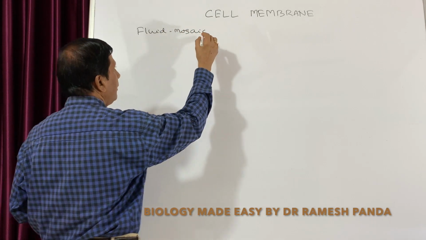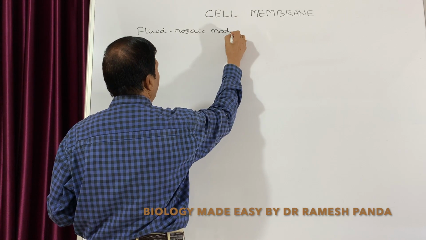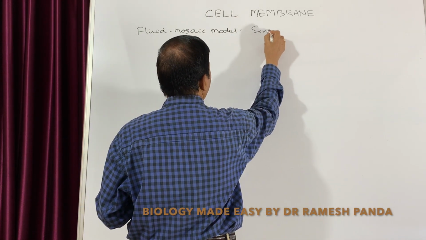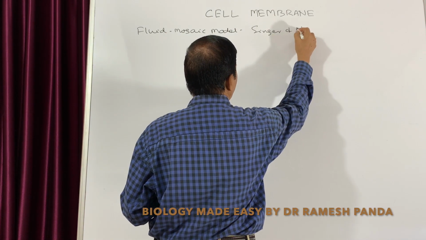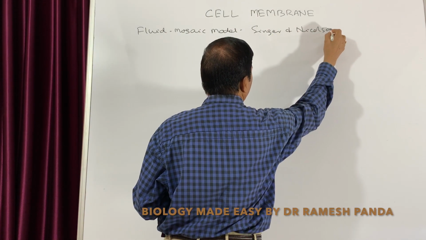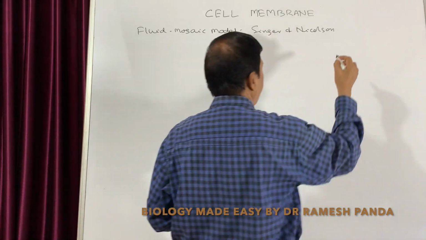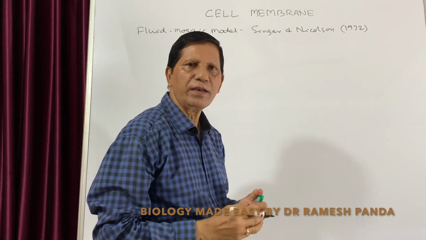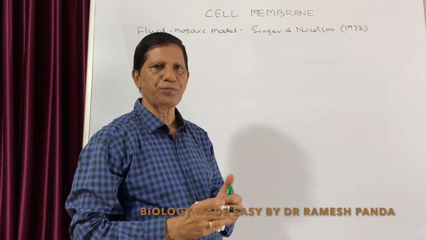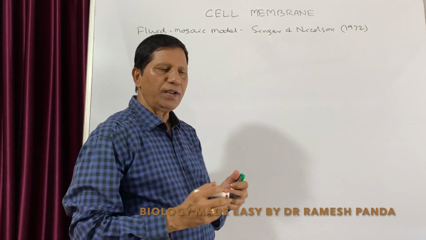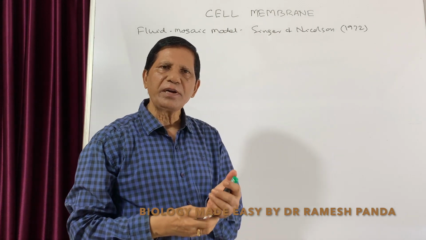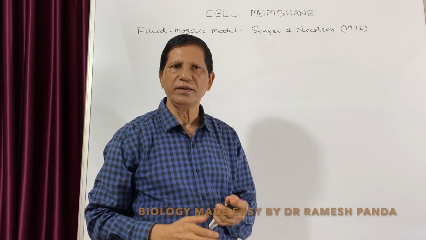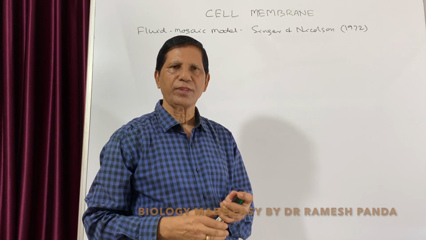Fluid mosaic model. This model was given by Singer and Nicolson in 1972, and both of them were working at the University of California. So this model is completely different from the earlier two models, the sandwich model and the unit membrane model of Robertson.